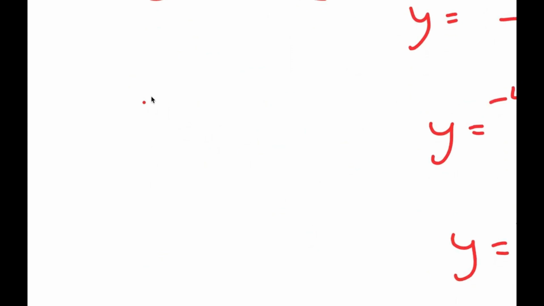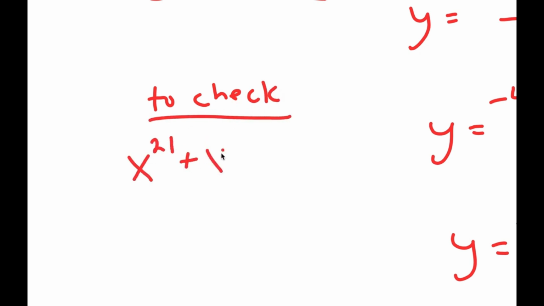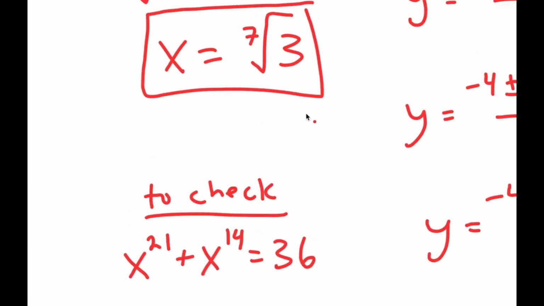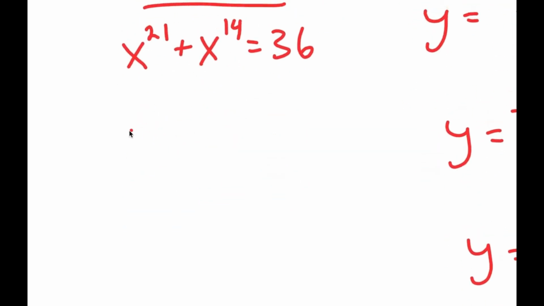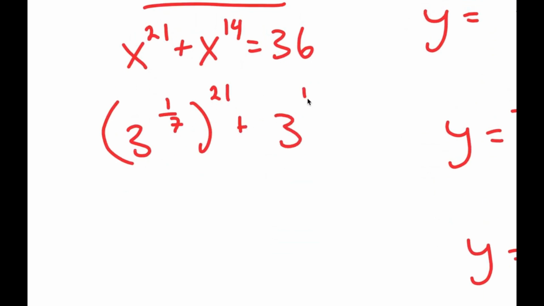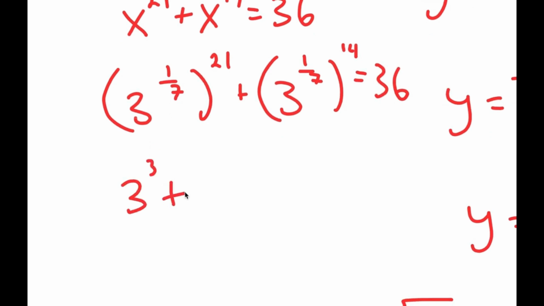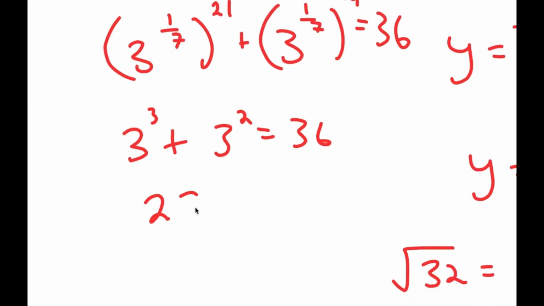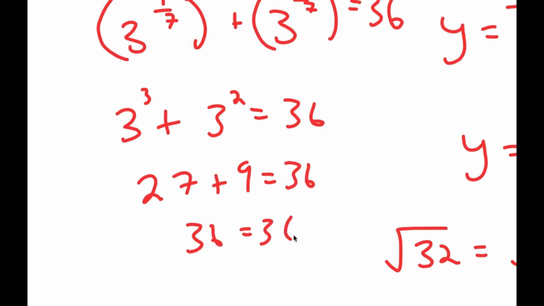Now to check, my equation was x to the power of 21 plus x to the power of 14 is equal to 36. And the 7th root of 3 is the same thing as 3 to the power of 1 over 7. Now 21 times 1 over 7 is 3, so I get 3 to the power of 3 plus 1 over 7 times 14 is 2. 3 to the power of 3 is 27, and 3 to the power of 2 is 9. So I get 36 is equal to 36.